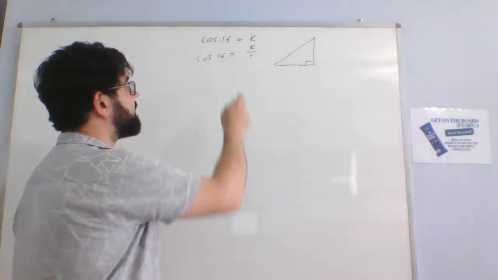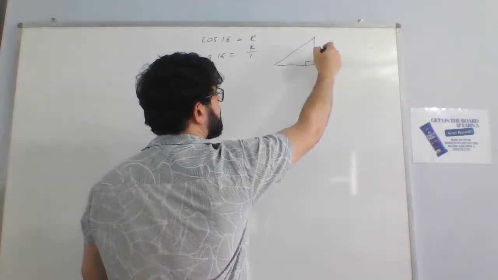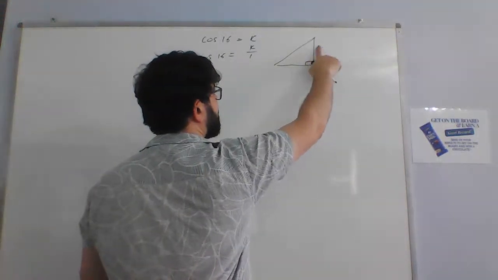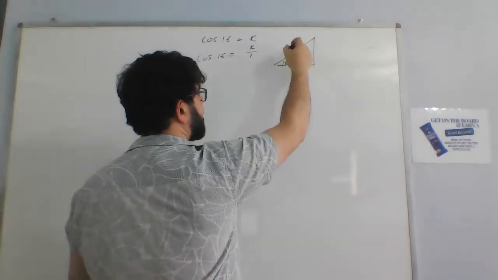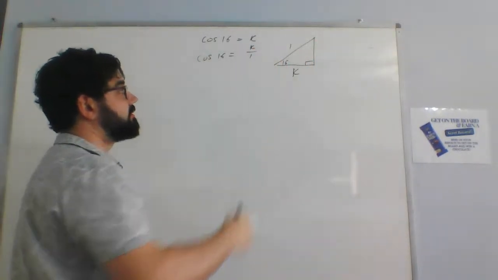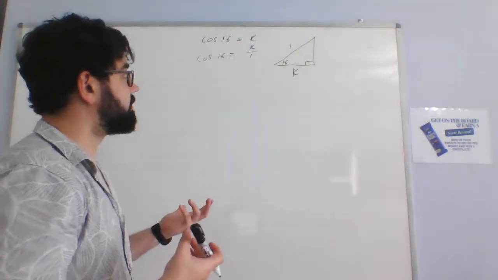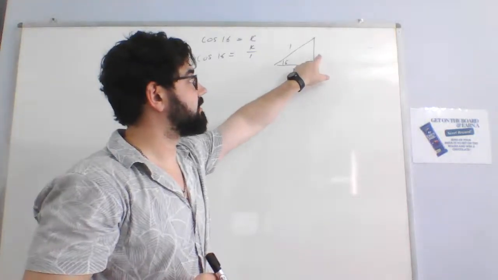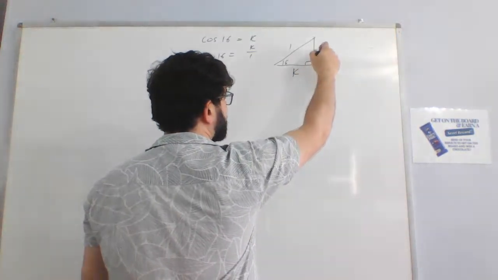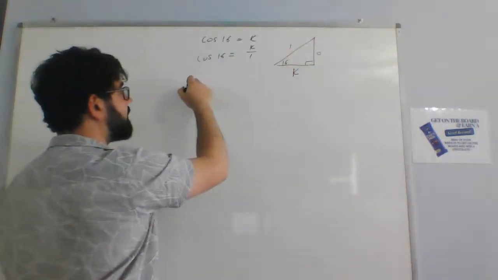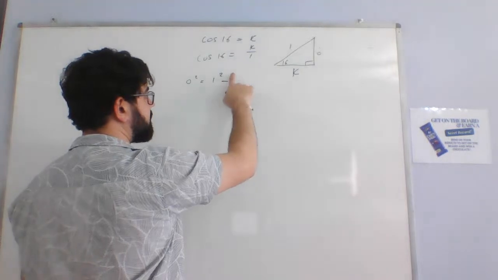From our definitions, we know that cos of 16 is equal to k over 1. So if this is 16 degrees at the bottom, then the adjacent will be k, and the hypotenuse will be 1, adjacent over hypotenuse. Cos is adjacent over hypotenuse. Then we can use Pythagoras to find the missing side, the opposite, and you can label it O if you want to. And we'll say that O squared is equal to 1 squared minus k squared.